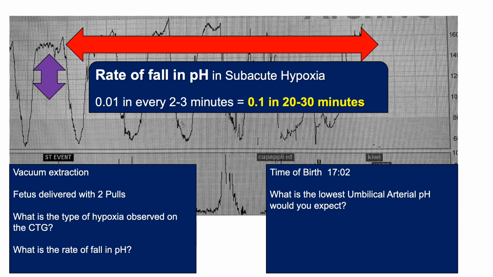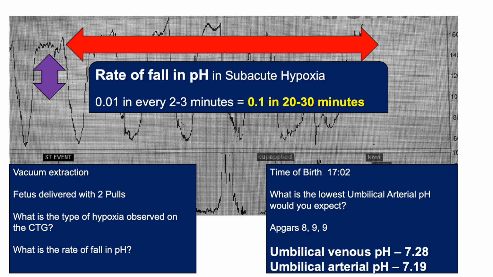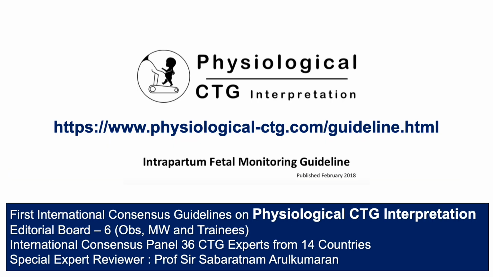And we know that the rate of fall in pH is 0.01 once in every 2 to 3 minutes. So the pH would have fallen by about 0.1 in 20 to 30 minutes. And therefore the lowest arterial pH you would get is about 7.15. And you can see how, by understanding fetal physiology, we will be able to predict the outcomes.